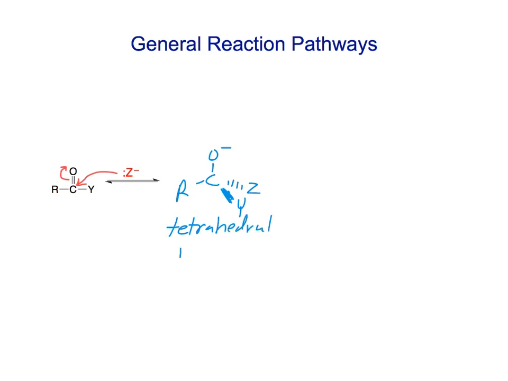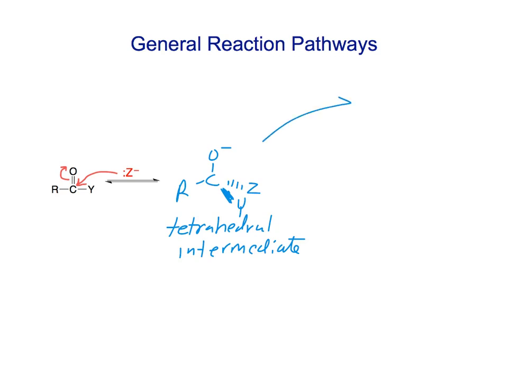Tetrahedral intermediate. All right, so it's gone from sp2 to sp3 in this intermediate. All of the reactions we're going to look at in this chapter and in the next chapter start this way or include this step. All right, so from here, it depends on what that Y group is.